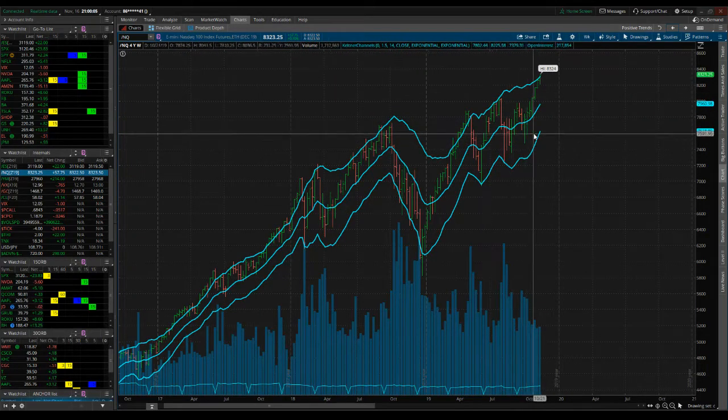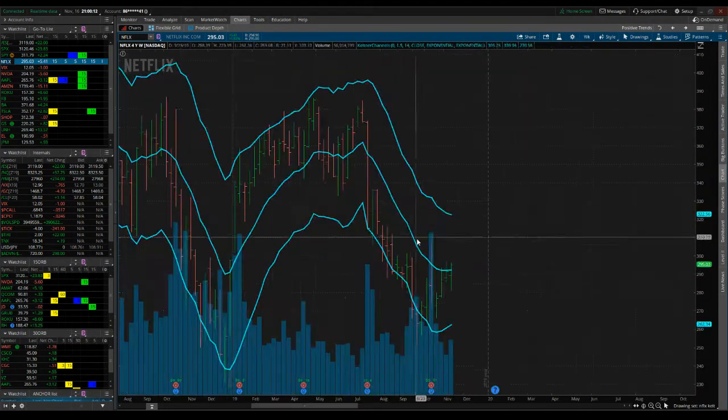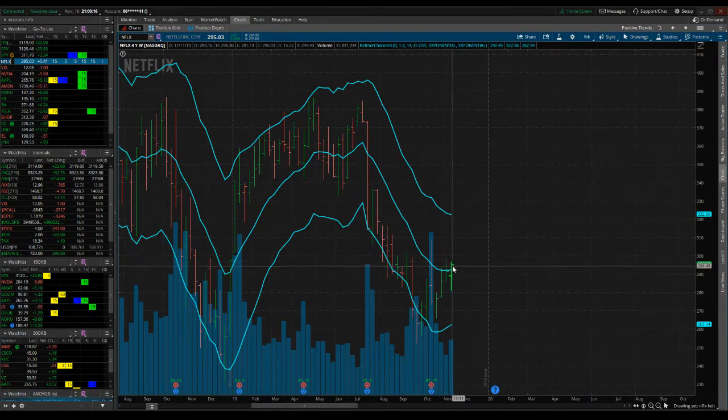So here's the Nasdaq. Everything's moving up. Let's look at Netflix. Starting to turn the corner a little bit, and it's holding. See how it got here, and then kind of pushed its way down. So now it's holding above the Keltner channel here. Nvidia.